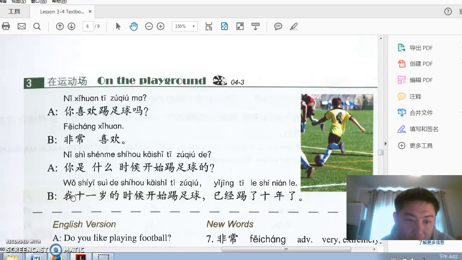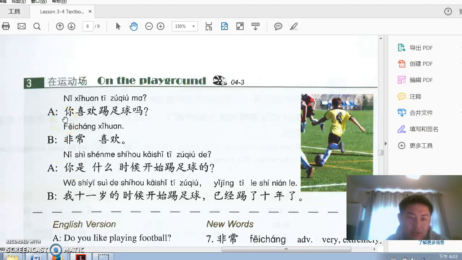It's on the playground. A says, 你喜欢踢足球吗？踢足球 football. 踢 to kick, play football. You like playing football? Yes or no? B says, 非常喜欢, very like. 非常 is another way to say 很 but a little bit stronger than 很. If 很 is very then 非常 is really very or something like that.